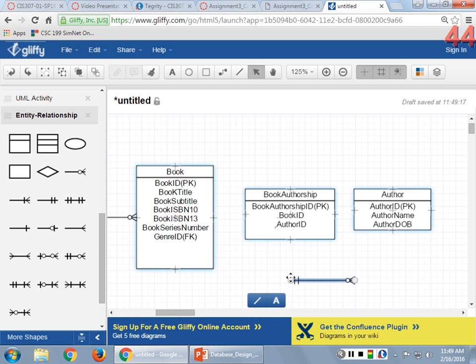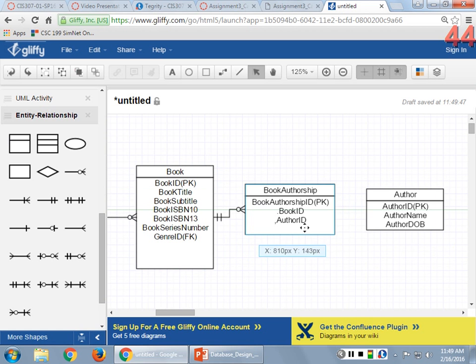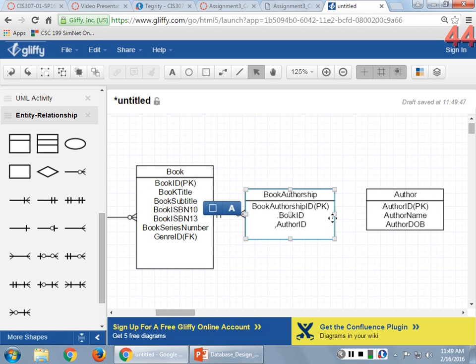So one book authorship is for exactly one book, but one book can be authored by different people at least once, but at the maximum many times, right? And one book authorship is related to exactly one author because there is one entry for each author, right? So it's one on this side. And one author can write minimum 1, maximum many books. So it's the same kind of cardinality here, right?